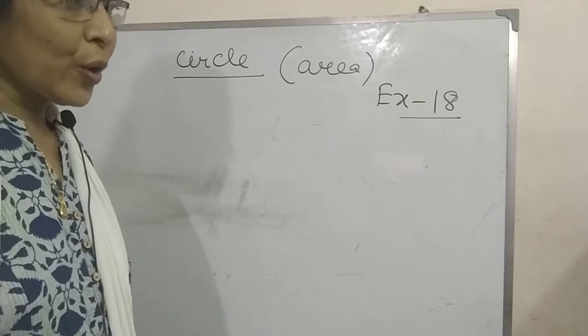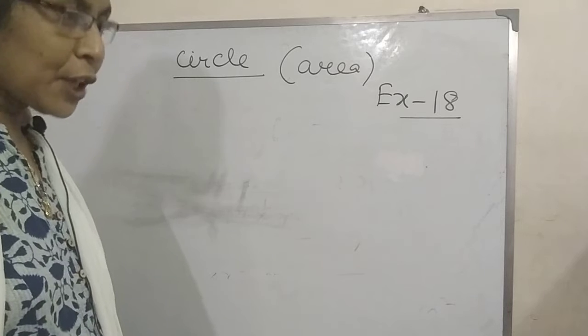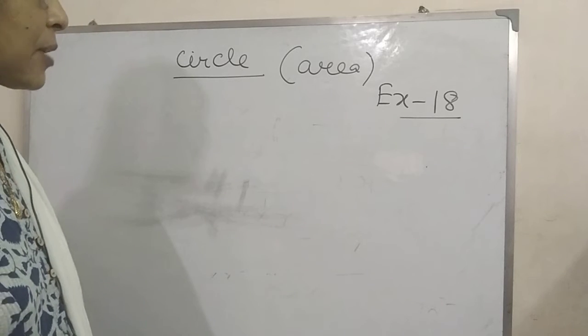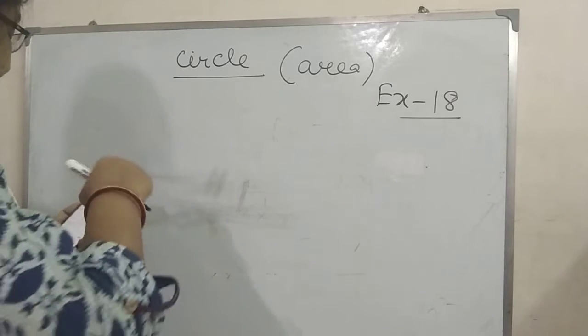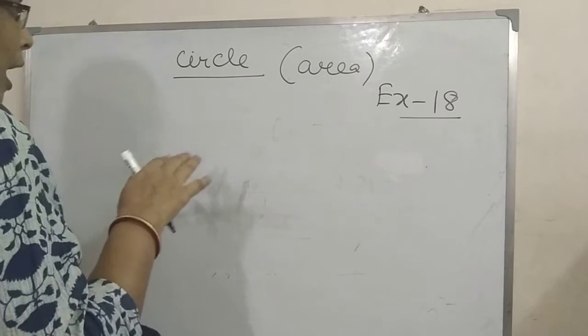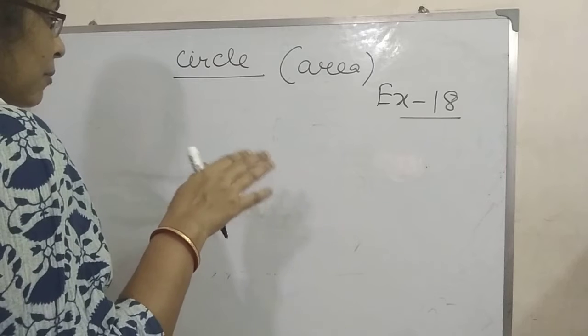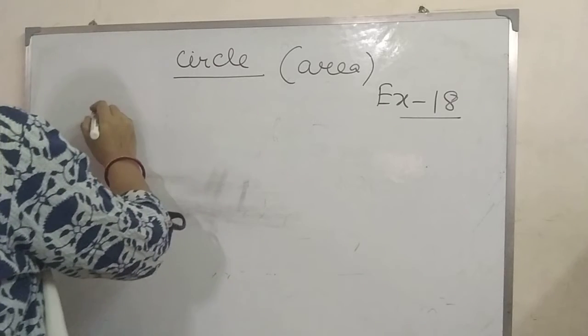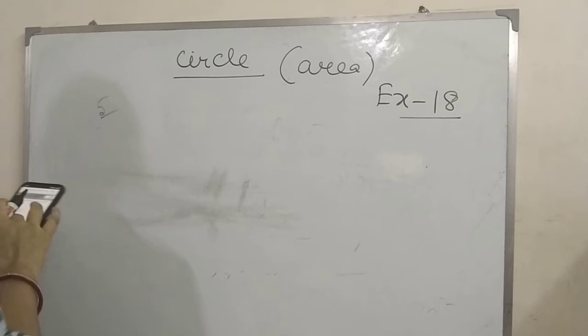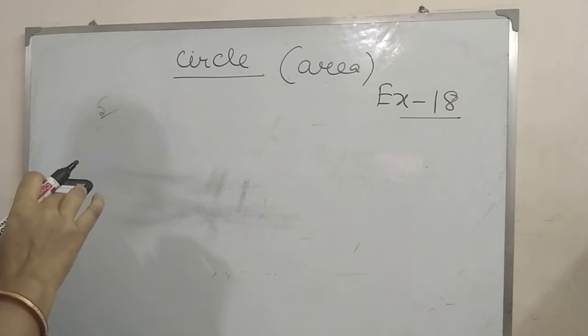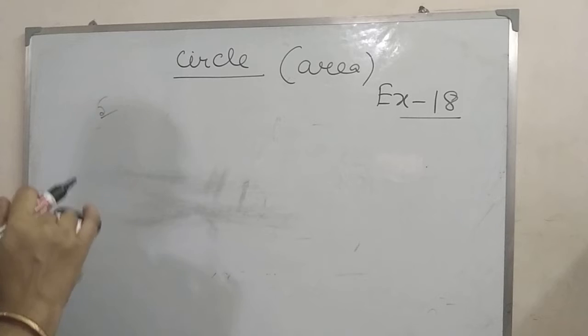Now I am going to discuss the continuation part of the chapter, area of a circle. I have already done sum number 4. Now I am going to start sum number 5. Farooq will draw a circle whose area will be 616 square meter.